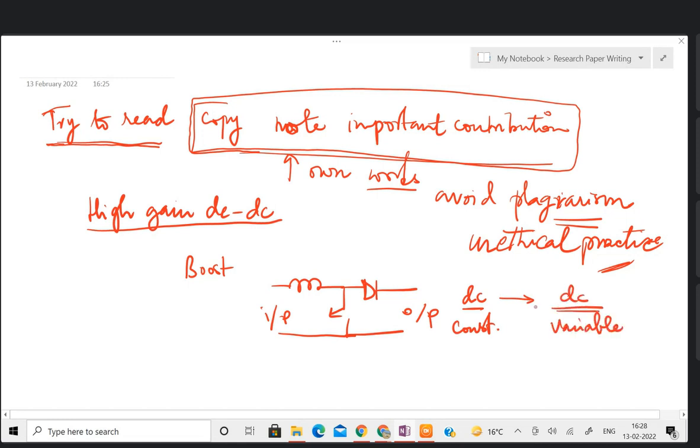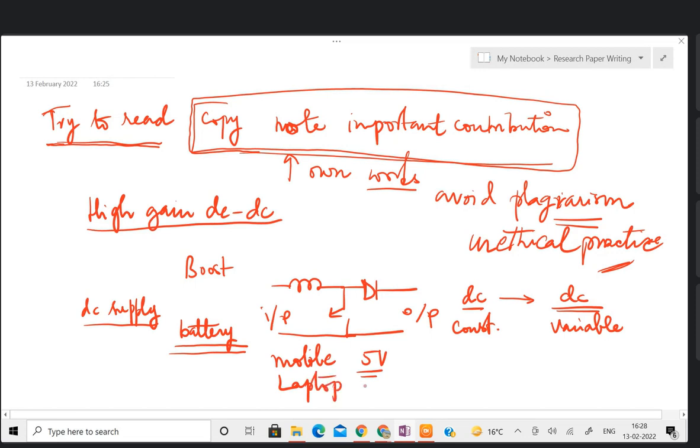Because in many applications the load requires a DC supply. Take the case of battery charging. A battery requires a DC supply for charging. Say your mobile battery requires a 5 volt supply. Take the case of a laptop. It requires 23, 19, or 15 volts. So different specifications are there for the battery of a laptop.